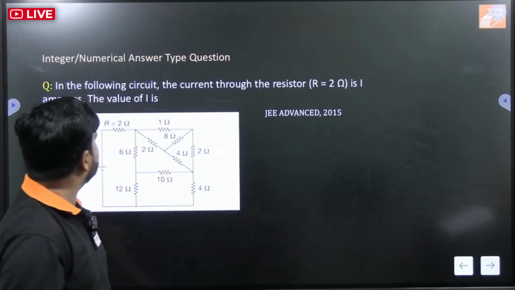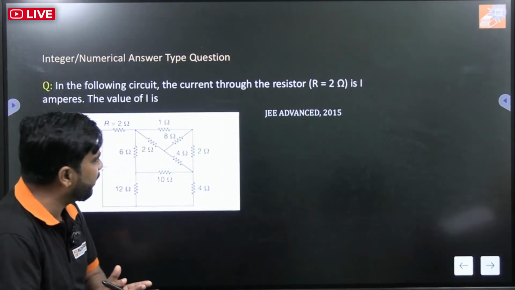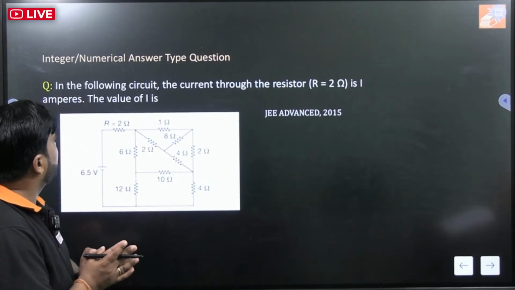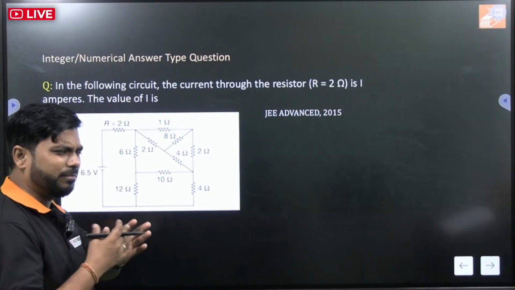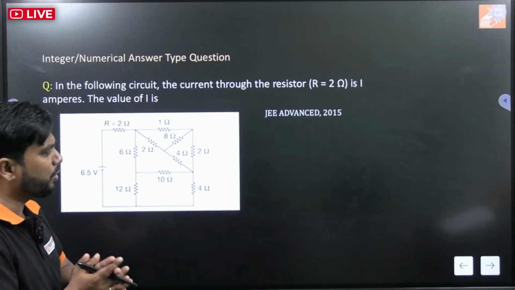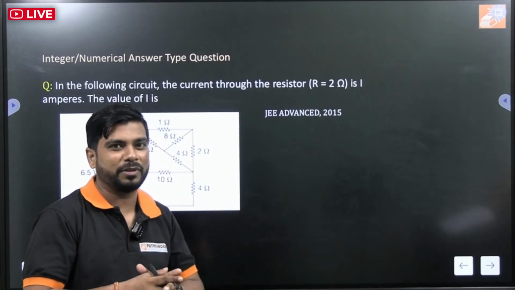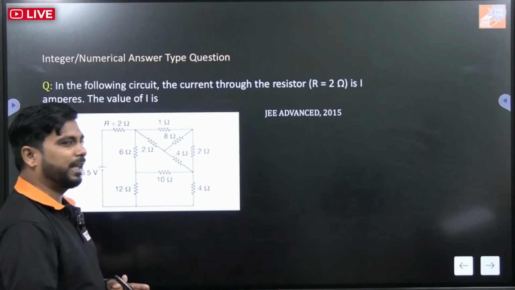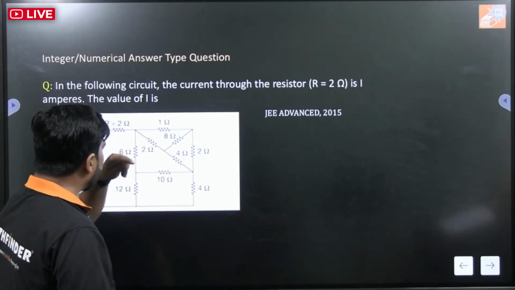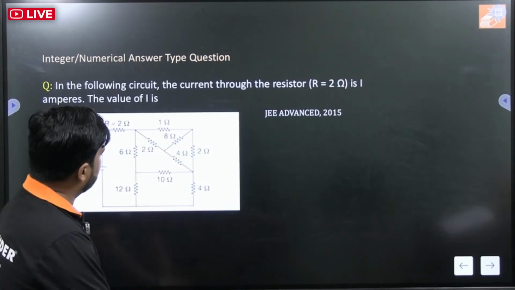This is your integer numerical answer type question. It has been asked in JEE Advanced 2015, where it is also a circuit related question. Why have I chosen this? Because this question may come in your JEE Mains. All the questions of JEE Advanced are not tough. Please take these things out of your brain that every question is tough. The thing is, you have to figure out how to answer it. That's it. Now just see here how to proceed with such a type of question.